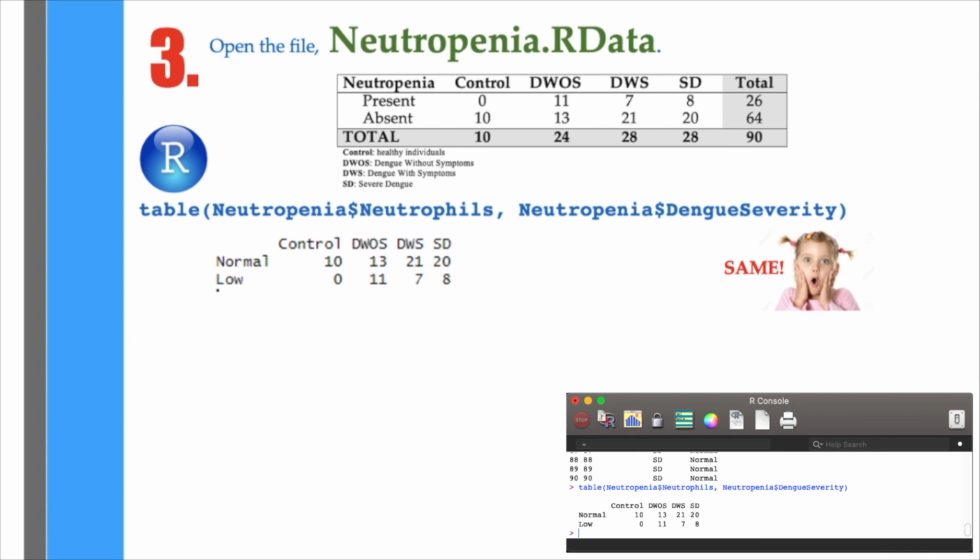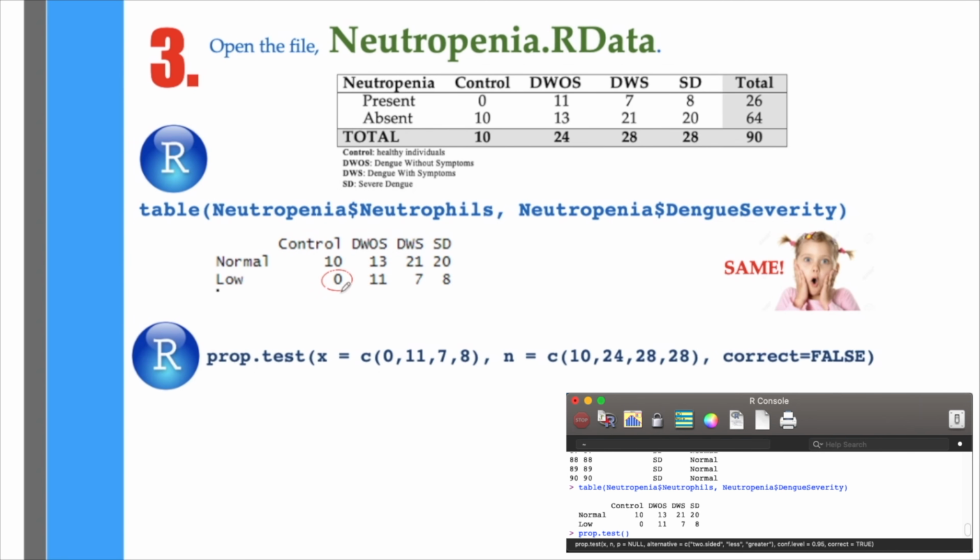and you will generate this table, which is exactly the same as the table that we had. And further, you may use the prop.test function by putting 0, 11, 7, and 8 as the value of x, and 10, 24, 28, and 28 as the value of n. And again, we're implying that there's no correction to be applied since we're able to meet that at least 20% of the cells here have expected count less than 5.